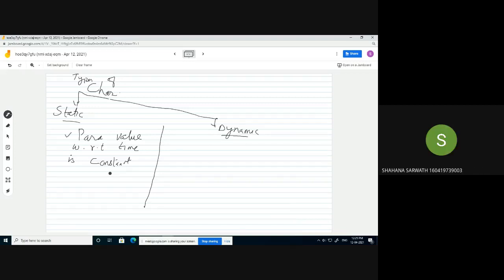Yes, sir. Now, the reverse is dynamic characteristics. Its values vary with time. If time changes, the value also changes. So this is a brief about types of characteristics.